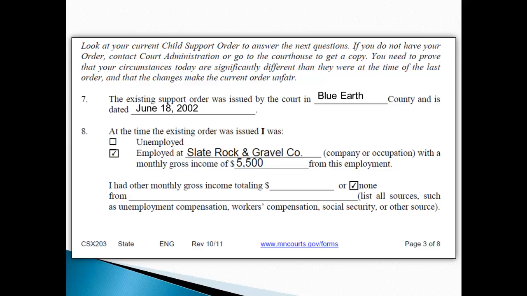Question 8 asks for your employment information at the time of the existing order. In this particular case, Fred was employed at Slate Rock and Gravel Company, earning a gross monthly income of $5,500. If you earned income from some other source according to your current child support order, fill in that information.